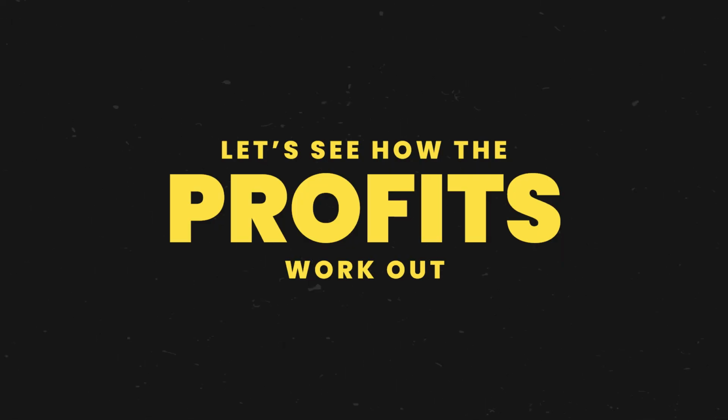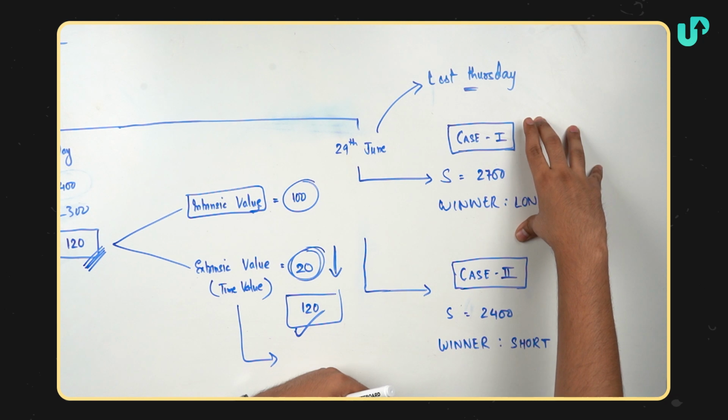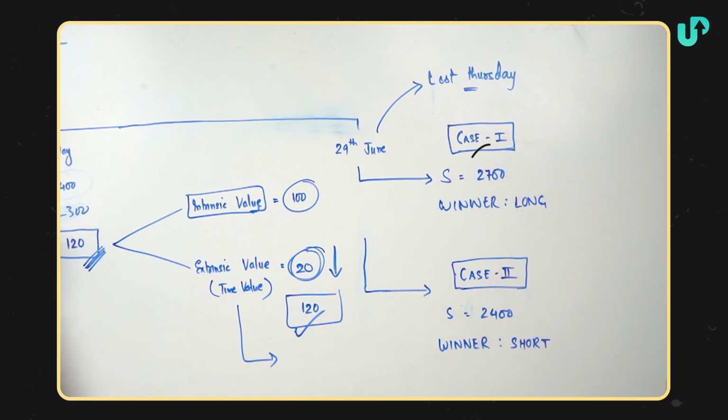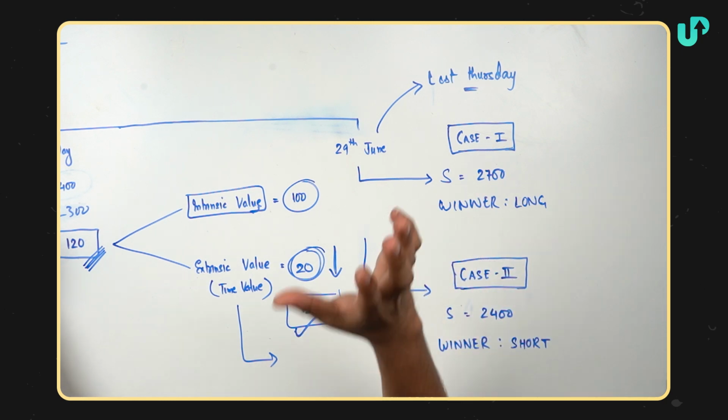Now say for example we waited the entire period, we came on expiry date. All right, now the stock price must have made certain movements. So let's see how the profits would work out for either the call party or the short party in two different scenarios. So case 1 is the case where the stock price from 2400 has gone to as high as 2700. In this case the winner is a long party.